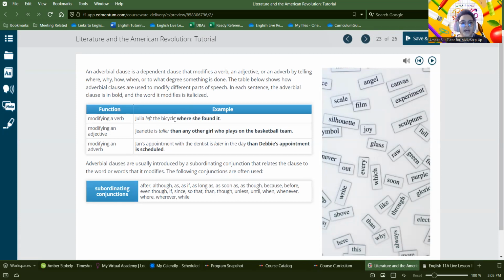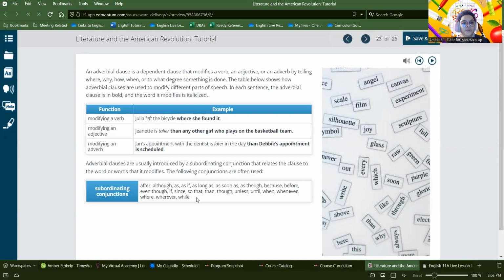So then you get these highlighted sections here where they show you where the adverbial clause is. Julia left the bicycle where she found it, right? So found is the verb here. That's the thing that she did. But we're getting information about how she found it, where she found it in this case. She left the bicycle where she found it. Found is the verb, but there's more information about finding this thing. She left it where she found it.